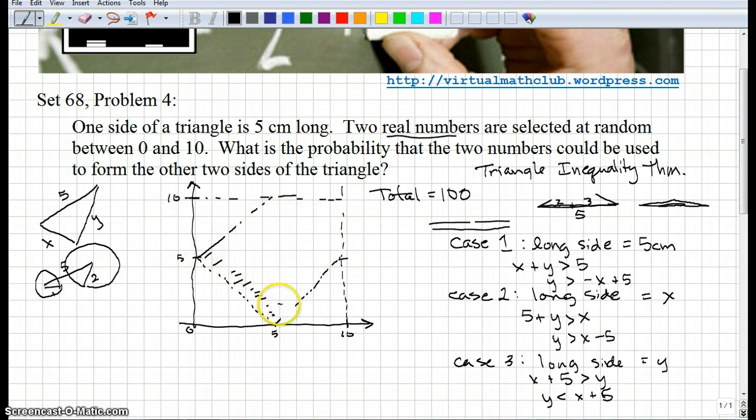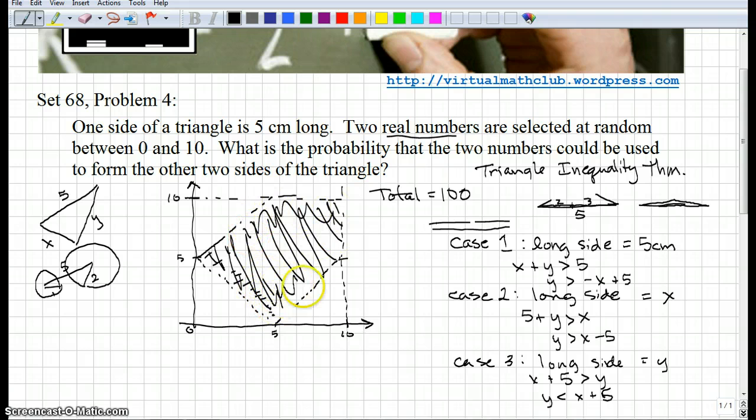Those are our boundaries. This boundary is where the long side is 5. Here's where the long side is x, and here's where the long side is y. So within this region, bounded by the triangle inequality theorem and the conditions where we're choosing numbers between 1 and 10, essentially anything in this region is going to make a triangle. Does that make sense? So any point we choose within this region bounded by these lines is going to form a triangle.